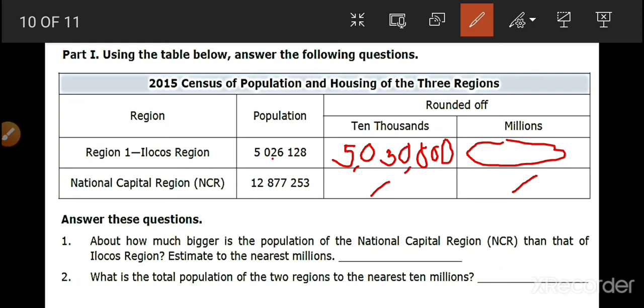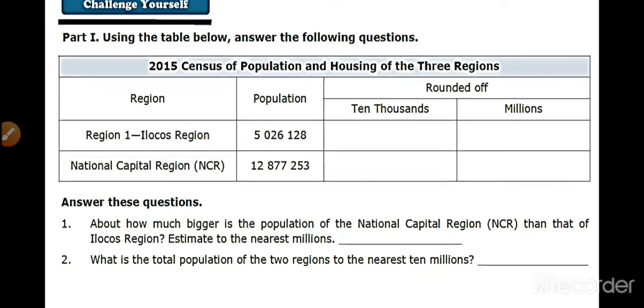Okay, and then we also answer this question about how much bigger is the population of the National Capital Region than that of Ilocos region. Estimate to the nearest millions. And the second question is, what is the total population of the two regions to the nearest 10 millions? Okay, if you're done answering on your module, then we proceed with part 2 of this challenge yourself.